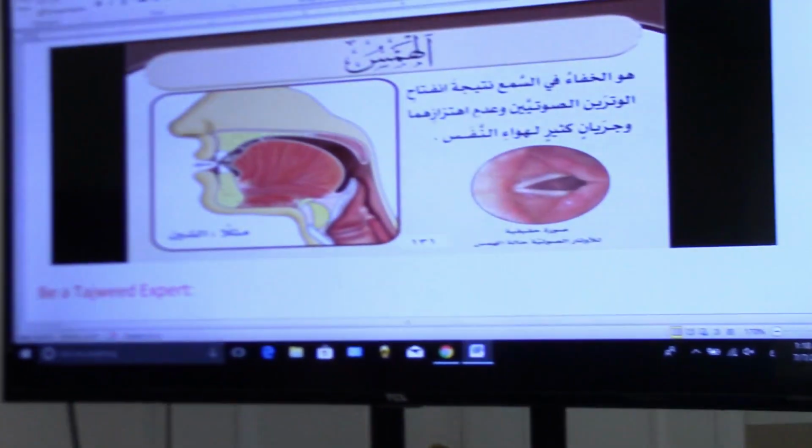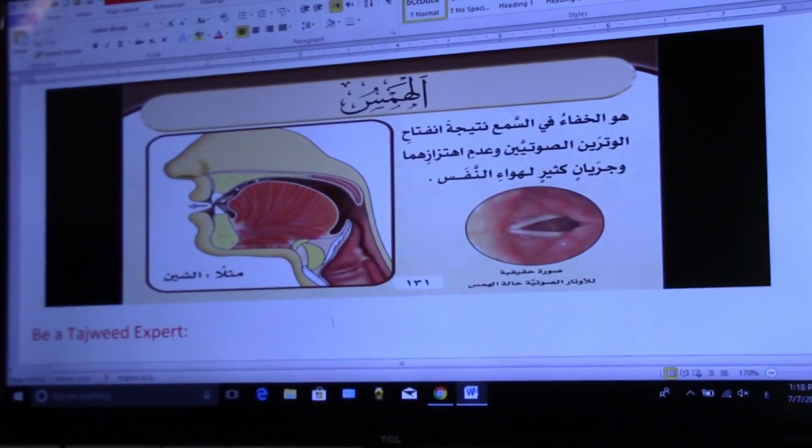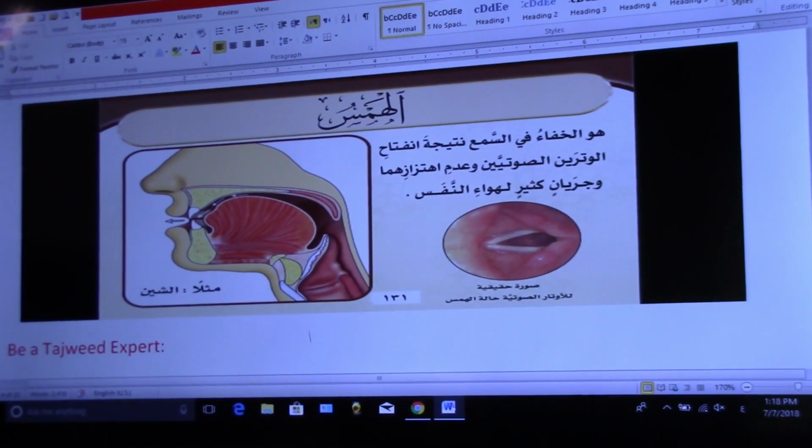Okay. So let's look at the picture. Al-hams, as you can see, al-hams is what? هو الخفاء في السمع نتيجة انفتاح الوترين الصوتيين وعدم اهتزازهما.